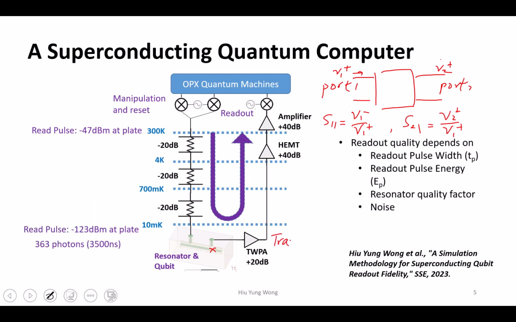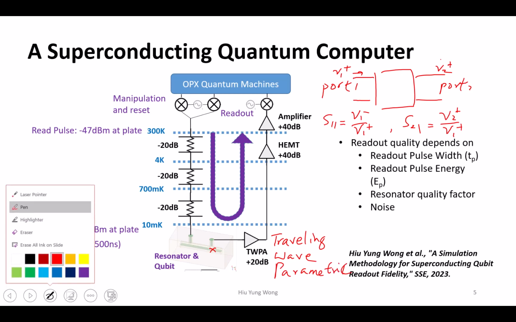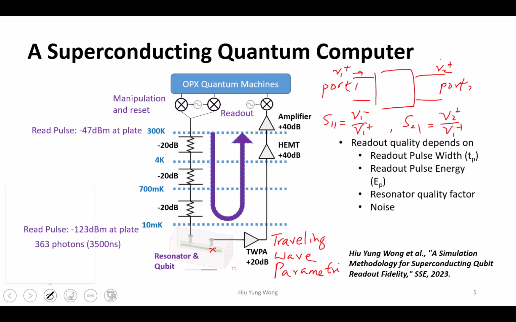It's called a traveling wave parametric amplifier, right? There's no active element. So it adds the minimum noise, and then you will further amplify it.